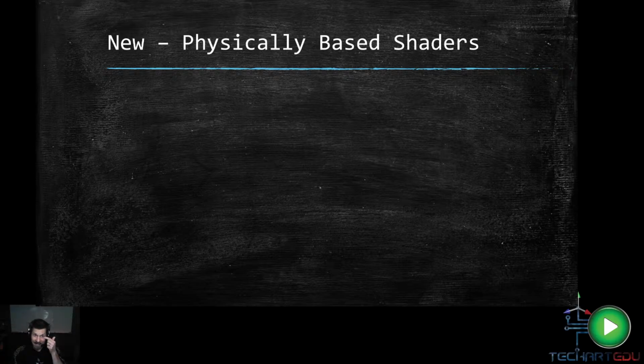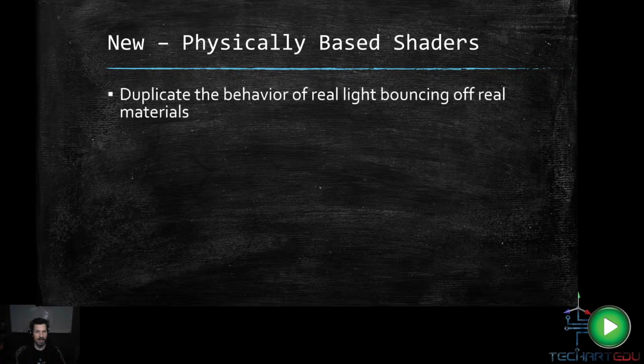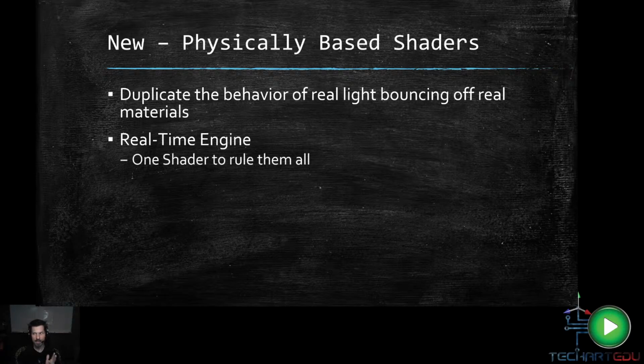Well, around in the 90s, folks started coming up with what if we actually were to duplicate the real behavior of how light actually does interact with real objects and so forth. And then they came up with the physically based models, physically based shaders. And really, what they are is duplicating the behavior of real light bouncing off of real materials. And this is something that has been optimized and can be found in real-time engines. But there's really just one shader to rule them all. And we're going to get to the reason why.